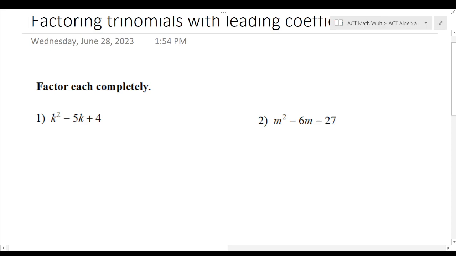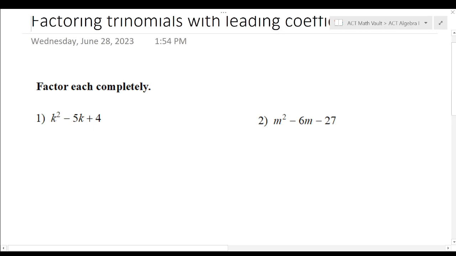So if you were asked to just factor something like this that has, in this first one, a k squared term, a k term, and then a constant, or just a regular number, you can't take anything out of all three terms. So then you think, okay, how could I break this trinomial, three terms, into something smaller?